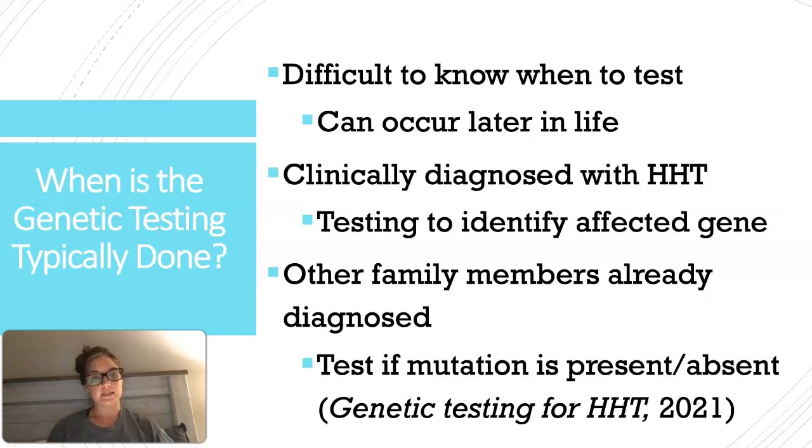When is the genetic testing typically done? Determining the right time for genetic testing for HHT can be difficult because it can develop later in life. However, if you have received a clinical diagnosis of definite HHT, genetic testing may be recommended to identify the affected gene and test other family members accurately. If a direct relative has already received a genetic diagnosis, testing can be done to determine if the mutation is present or absent in the family member. If the mutation is present, it confirms the presence of HHT, while if it's absent, it is ruled out.